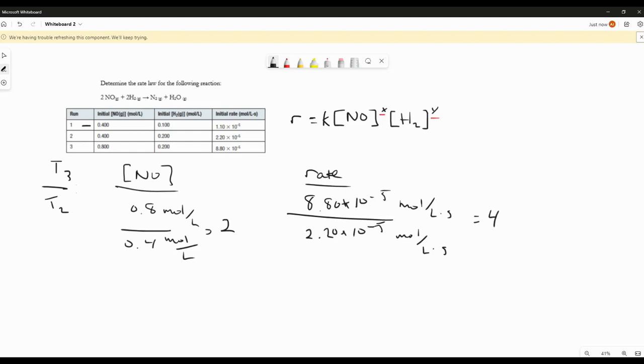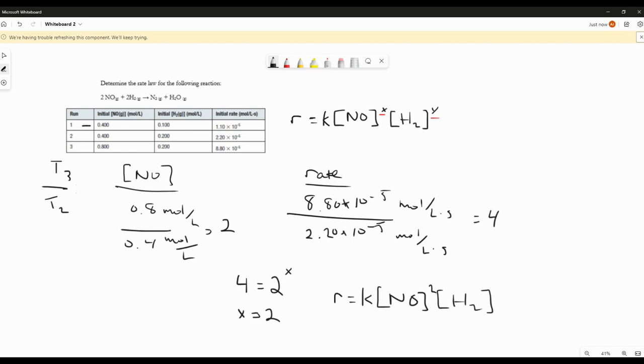So when the concentration of NO doubles, the rate increases by a factor of 4. So the rate is equal to the concentration raised to some power x. And once again, we can see by inspection that our exponent is equal to 2. So my exponents in my rate law equation are NO raised to the power of 2 and H2 raised to the power of 1.